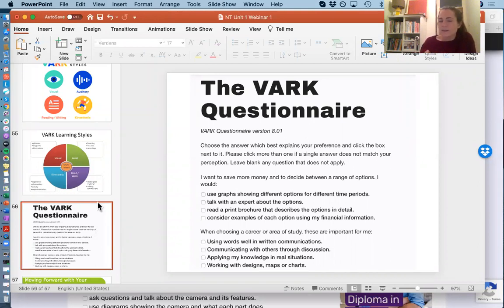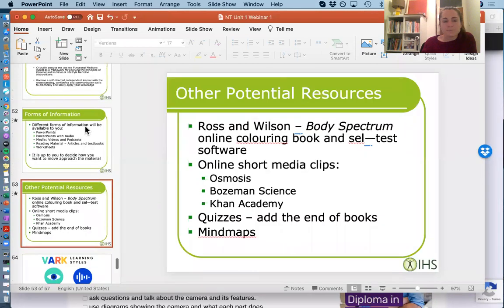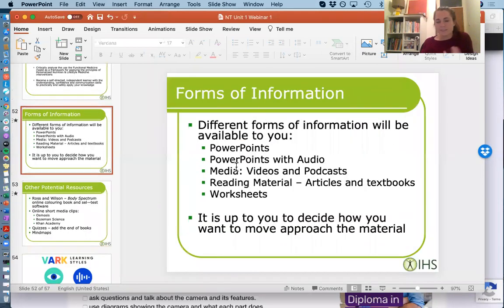And if you need to find additional sources of information, what forms are they going to be? So for example, we give you PowerPoints with audio, media, and reading material. That just comes with every unit. But as part of the unit, you might want to go off and find additional information where you want to expand on a topic for your own learning.